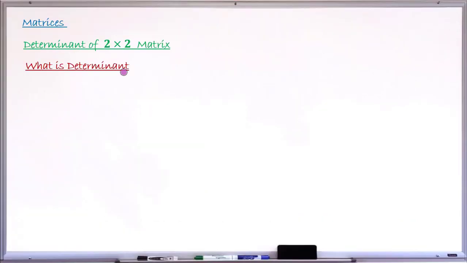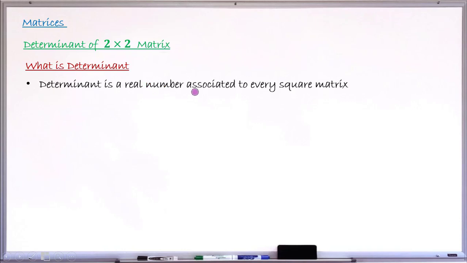To begin the lesson, my dear student, let me first explain what the determinant of a matrix is. The determinant of a matrix is a real number that is associated to each and every square matrix, which means it is only a square matrix that has what we call a determinant. It is only a square matrix whose determinant you can find. And that determinant is just a real number associated to that very square matrix.